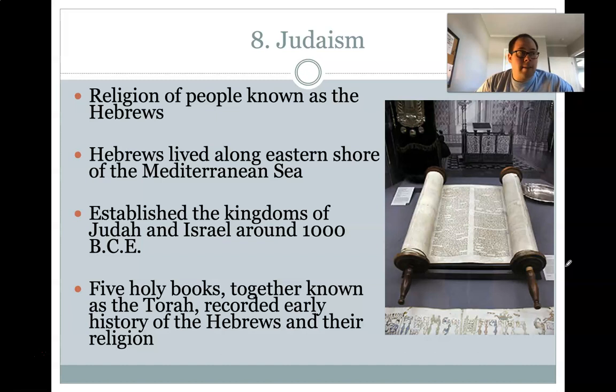So Islam isn't the only religion that has its basis in the Middle East. Judaism is the religion of people known as the Hebrews. Hebrews lived along the eastern shore of the Mediterranean Sea. They established the kingdom of Judah and Israel around 1000 BCE. And there are five holy books, together known as the Torah. They recorded the early history of the Hebrews and their religion.